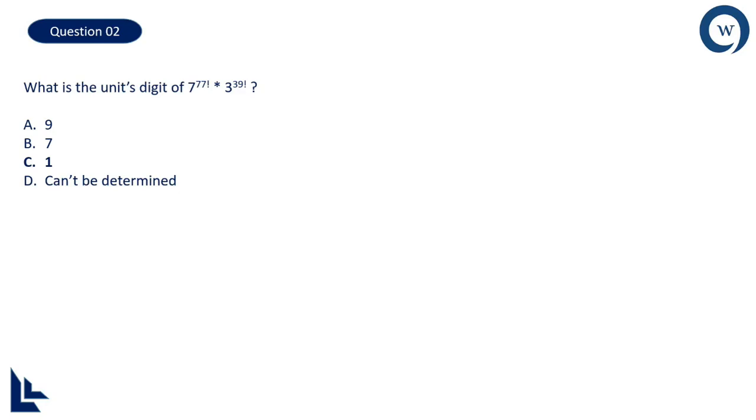Answer is 1, so people have got the answer as 1, you're absolutely right, and we'll check how the answer works out. For the time being, we'll ignore this factorial value. So we'll solve this problem: 7 to the power 77 into 3 to the power 39. If this was the question, what could have been the answer? Something like this. I'll tell you, 7 power 1.